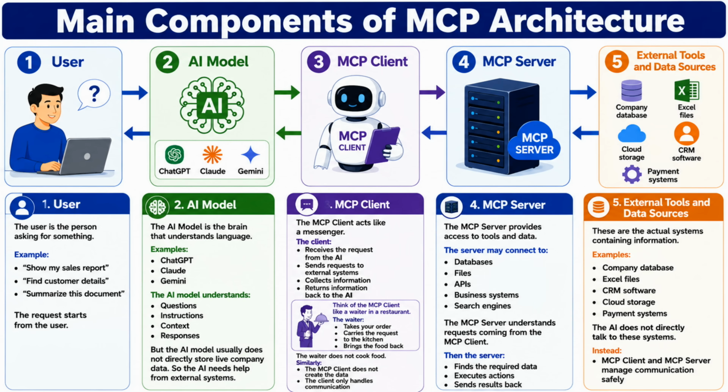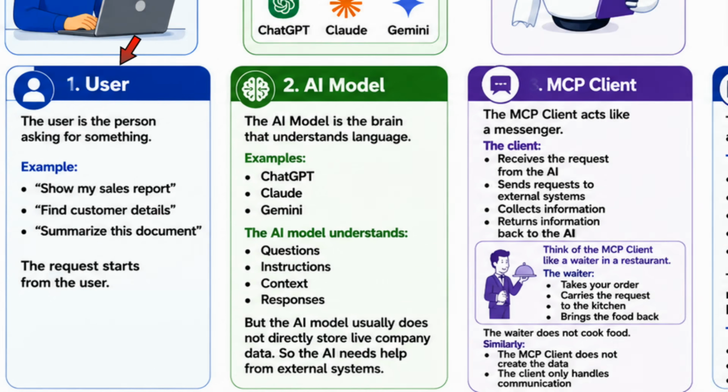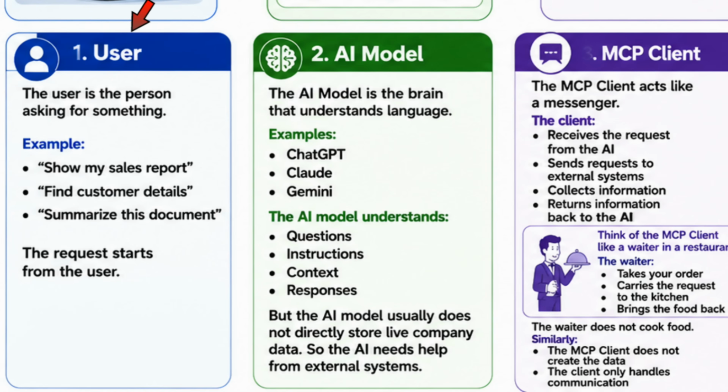Main components of MCP architecture. MCP architecture mainly contains five parts: user, AI model, MCP client, MCP server, and external tools and data sources. Now let's understand each part in a very simple way. First one, user. The user is the person asking for something. For example, show my sales report, find customer details, and summarize this document. Every request starts from the user.